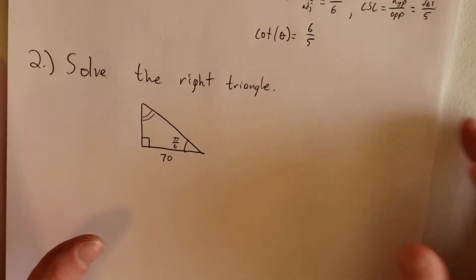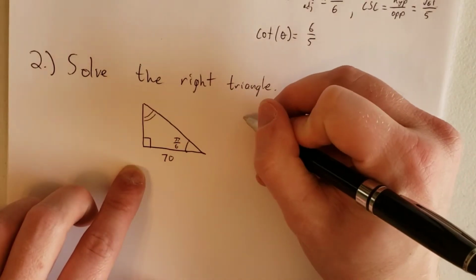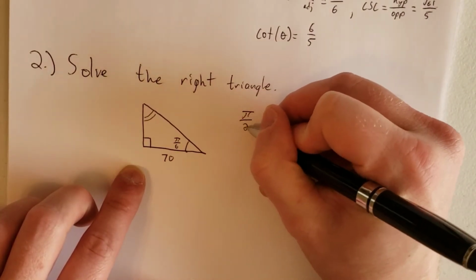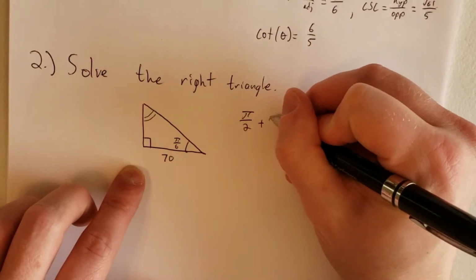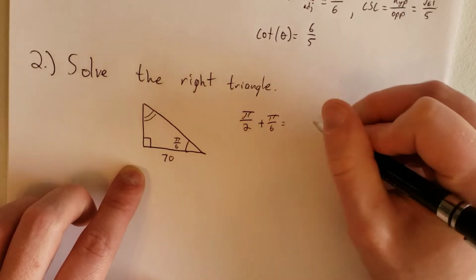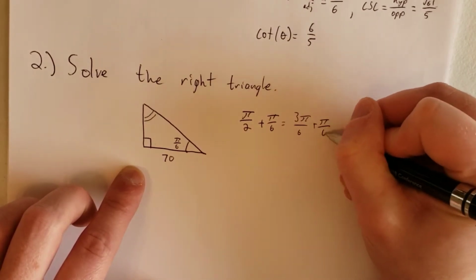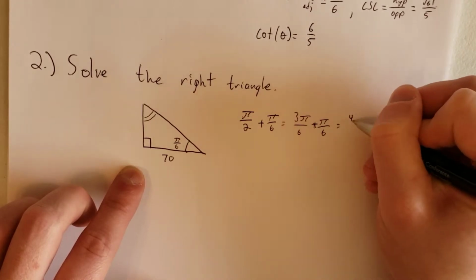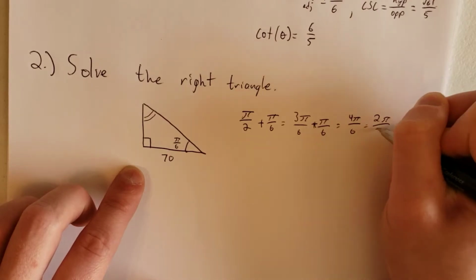We can do that by first adding up the angles on the inside that we know so far. 90 degrees is the same as pi over 2. And so we have pi over 2 plus pi over 6. That is the same as 3 pi over 6 plus pi over 6, which is 4 pi over 6, or in other words, 2/3 pi.